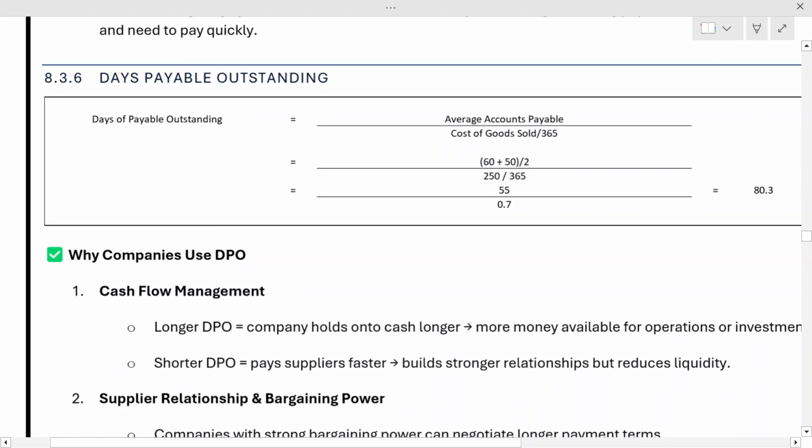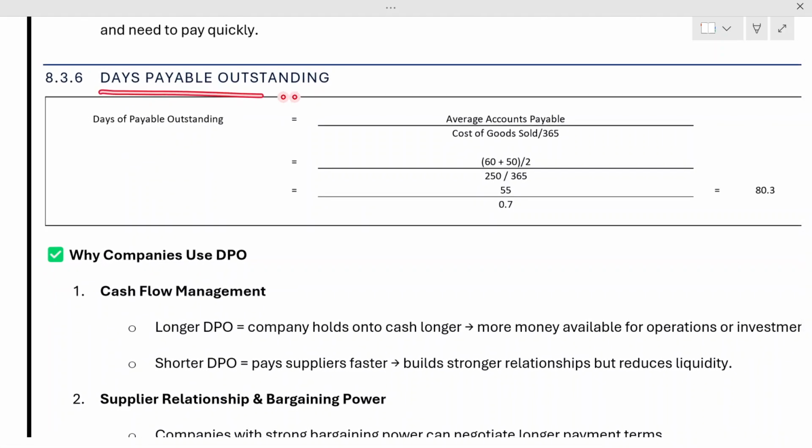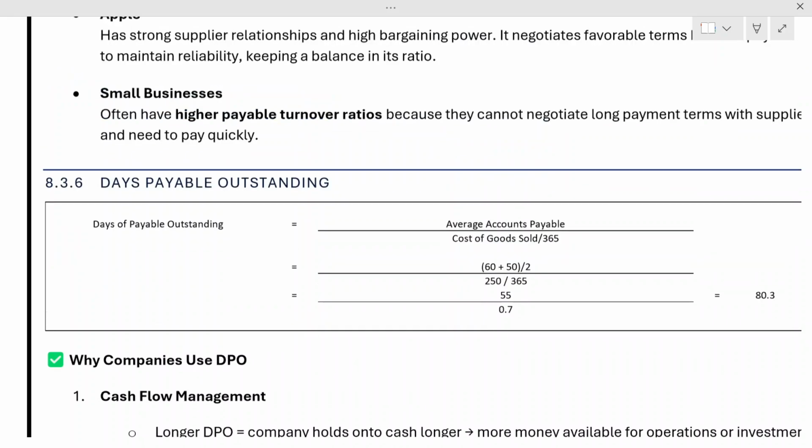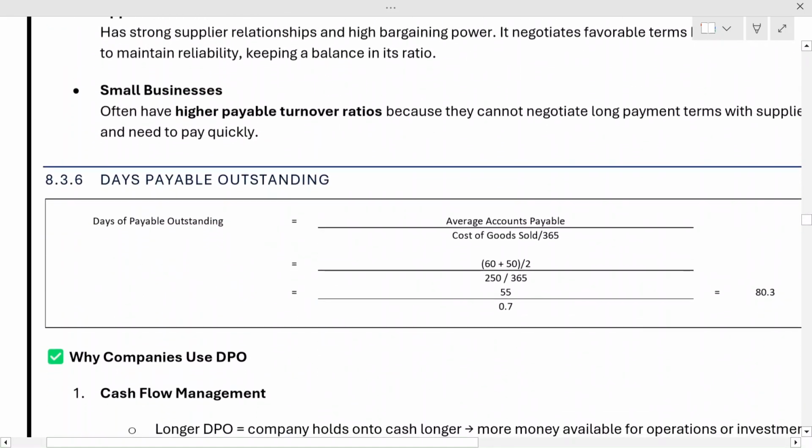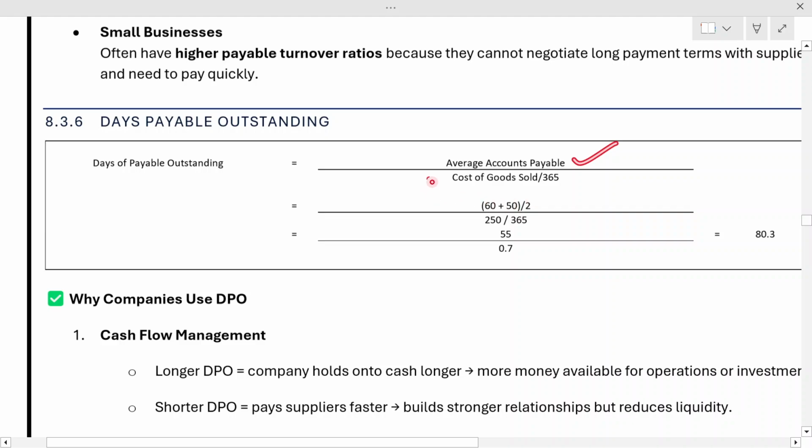Okay. Now let's try to understand days payable outstanding, which is how many days you take to pay your suppliers. Days payable outstanding is average accounts payable divided by cost of goods sold, multiplied by 365. It's just the reverse of the accounts payable turnover ratio, which was cost of goods sold divided by average accounts payable. In the reverse, you take average accounts payable divided by cost of goods sold, and then to calculate the number of days, you multiply by 365.